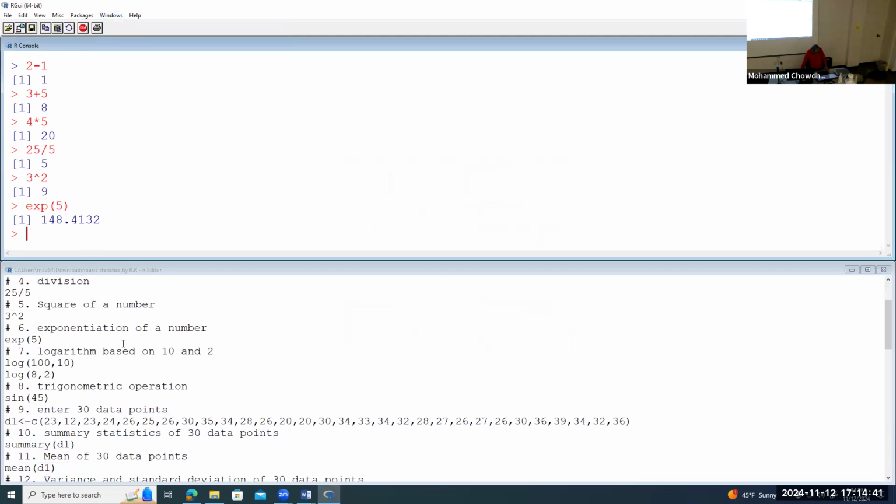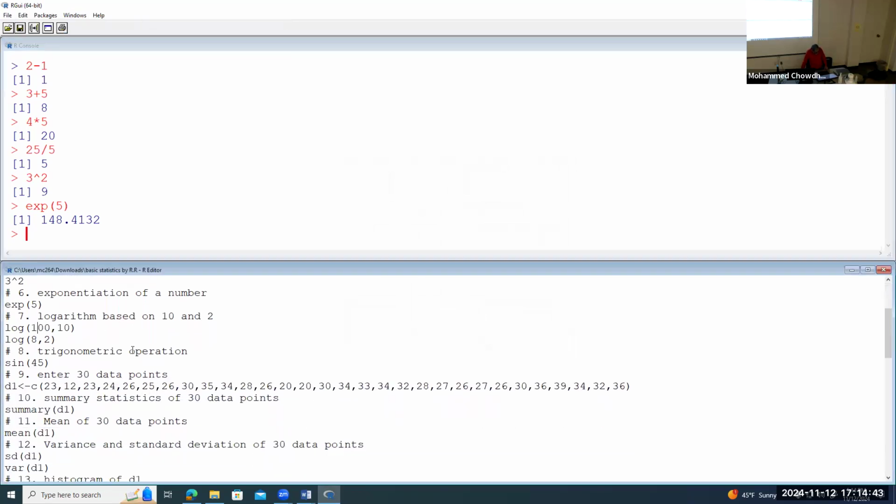Now, the base 10 logarithm is written like this. So the logarithm of 100 with base 10 is 2, and it can be used that way. Understand? And then the logarithm of 8 when the base is 2. So the base is 2, and that can be obtained this way.